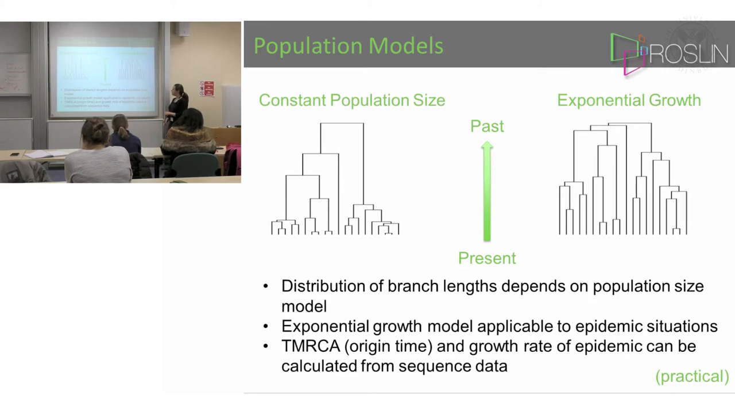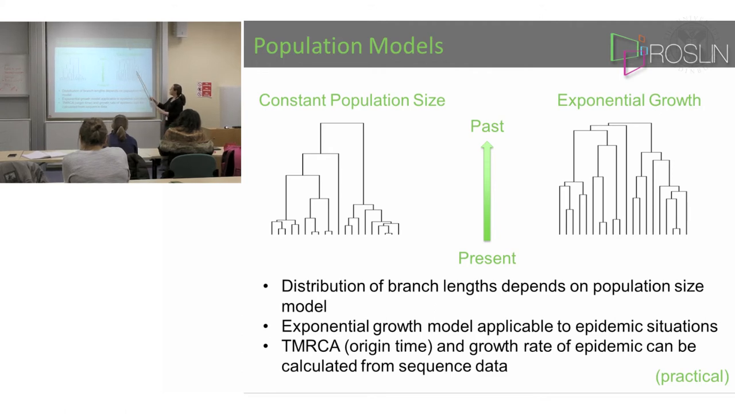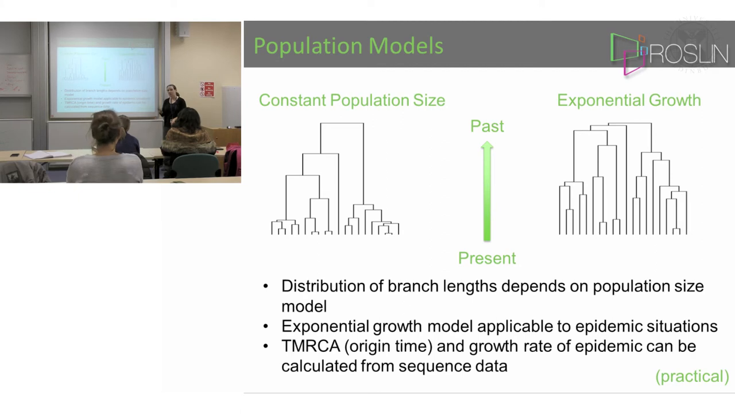Now, the exponential growth model is important for epidemic situations. What it allows you to do, using an exponential growth model, is estimate the time to the most recent common ancestor of these samples, these epidemic samples. So you can say, okay, looking at my sample of sequence data, when did the epidemic start? You can say more than that, because you have equations which govern how well you're scoring these branch length distributions compared to your data. You can actually calculate a growth rate at the same time. So looking at just sequence data, you can see when the epidemic started and how quickly it is growing.